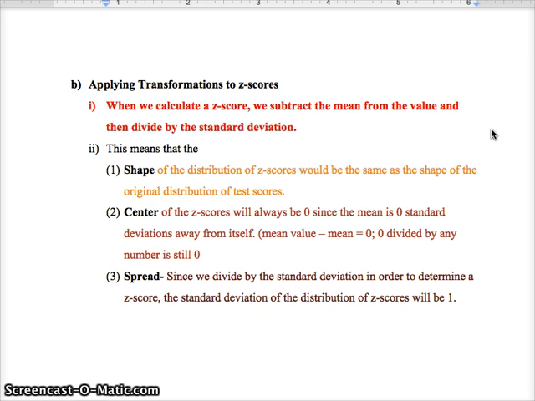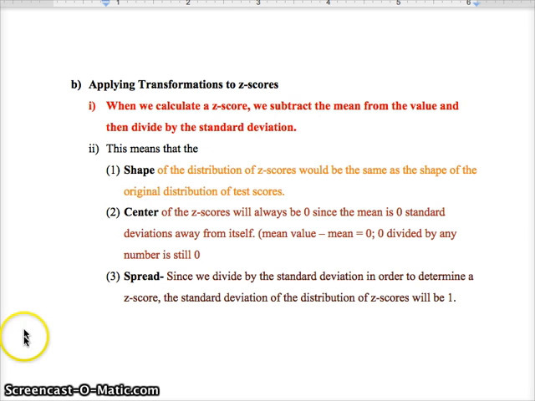Subtracting does not change the shape or the spread. Dividing by standard deviation will not change the shape, so our shape will stay the same as the original distribution. However, dividing by the standard deviation will create a spread of 1, because the standard deviation divided by itself is equal to 1. So when we apply that rule to z-scores, if you look at the distribution of z-scores for an entire distribution, it will always be centered around 0 as the mean with a standard deviation of 1.